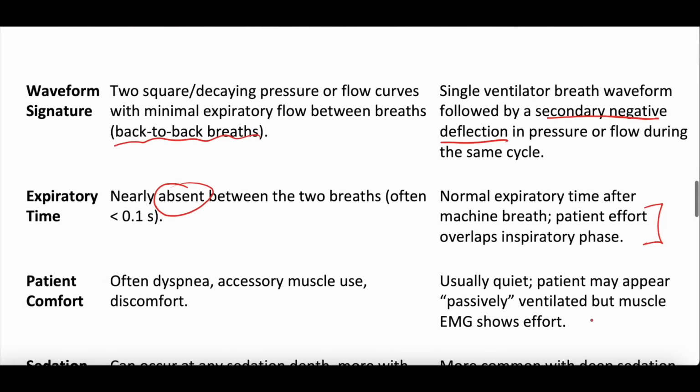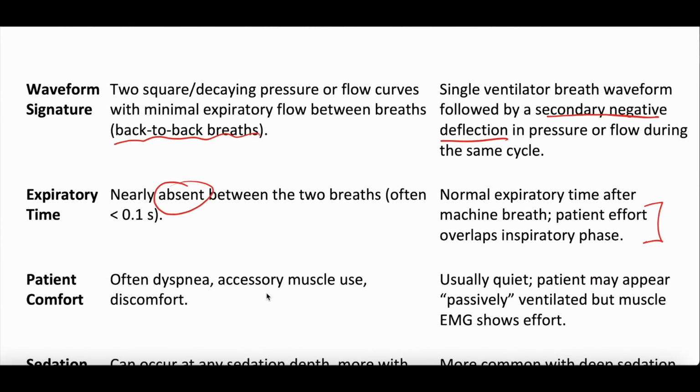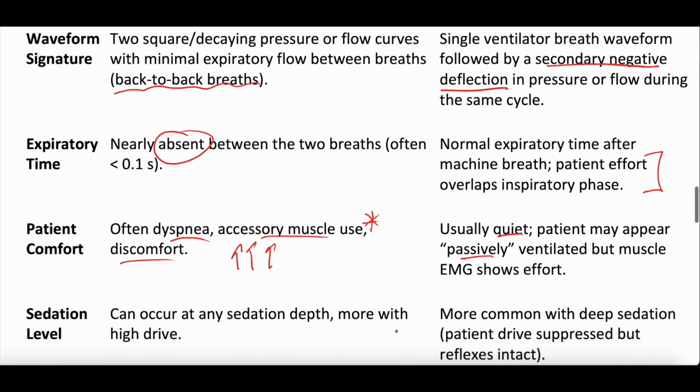All right, and then patient comfort. Patients who are double triggering often have dyspnea, accessory muscle use, and discomfort because their respiratory effort is increased compared to what the ventilator is giving them. Whereas patients who have reverse triggering are usually quiet, right? They might be passively ventilated. They might be deeply sedated. These patients do not have the degree of visual discomfort that patients with double triggering have.